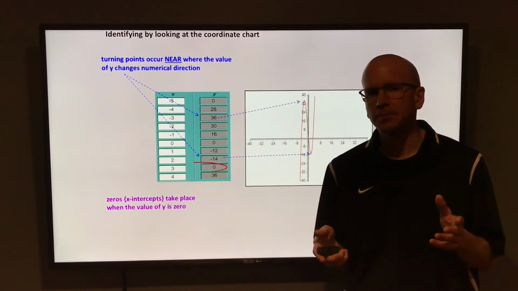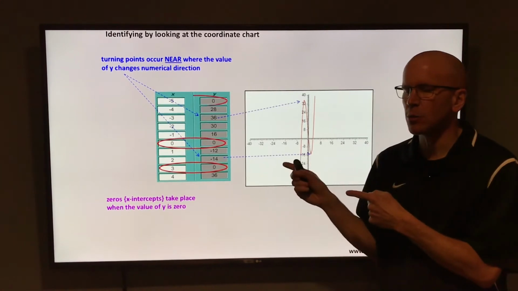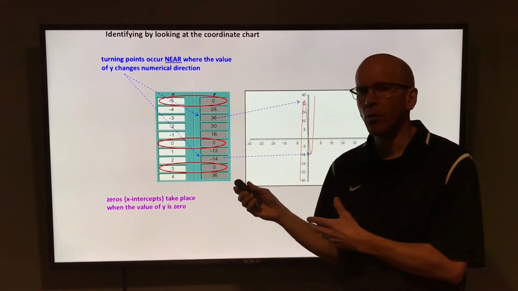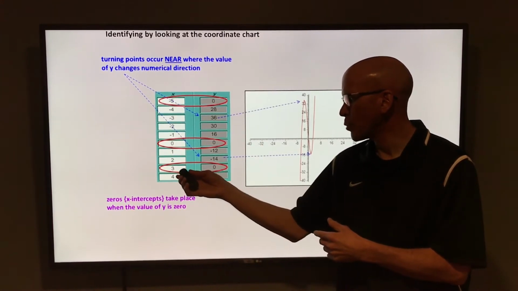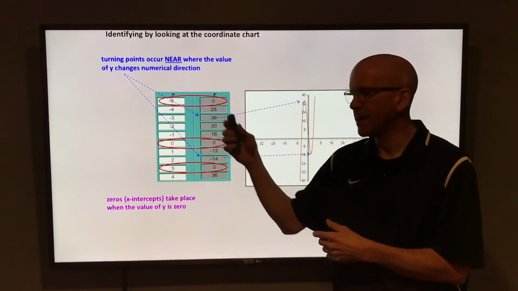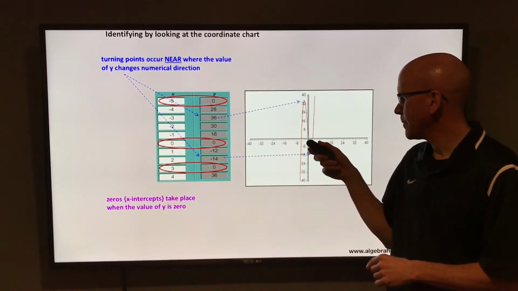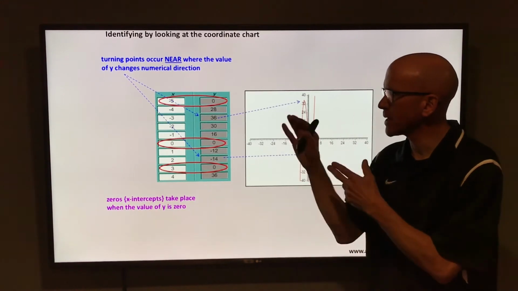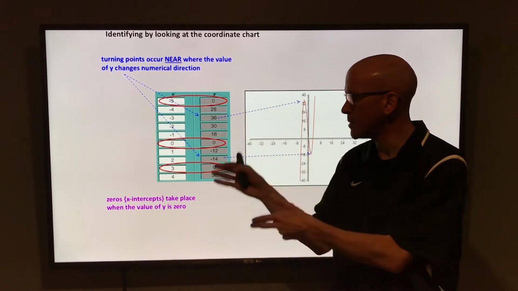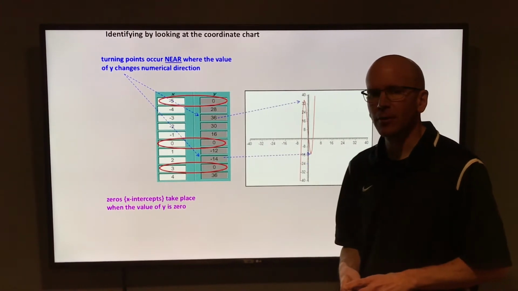At x-intercepts, where the graph hits the x-axis, the value of y is 0. So if you look at the coordinate chart and look for where y is equal to 0, those are the x-intercepts. So (3, 0), (0, 0), and (negative 5, 0), that graph is hitting the x-axis at 3, at 0, and at negative 5. Those are the x-intercepts, so you can pick things out from a coordinate chart, turning points, x-intercepts, and you can also see those obviously on the graph.